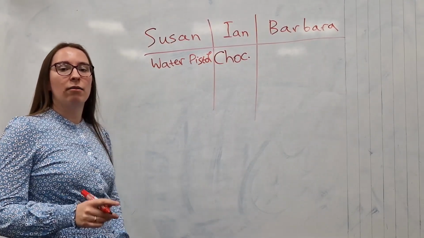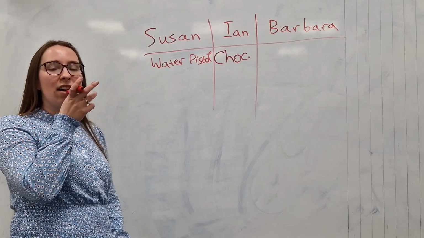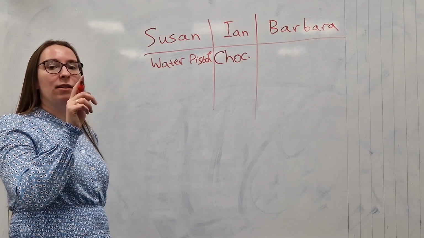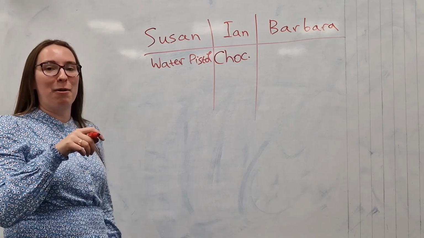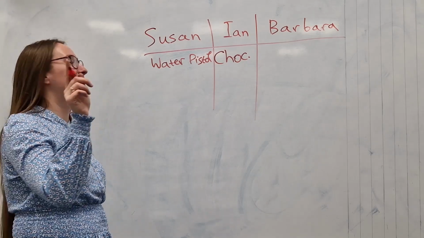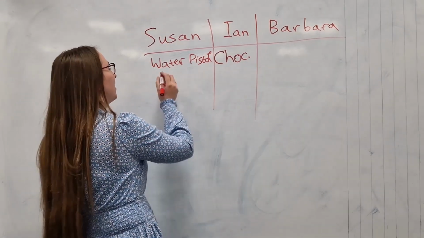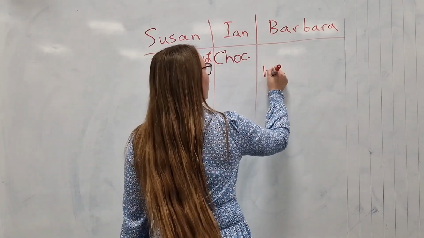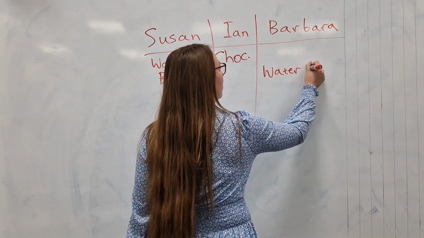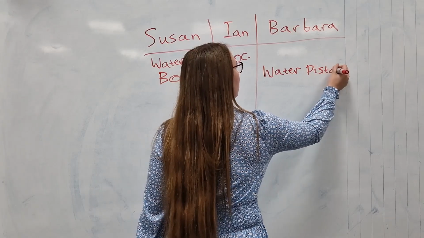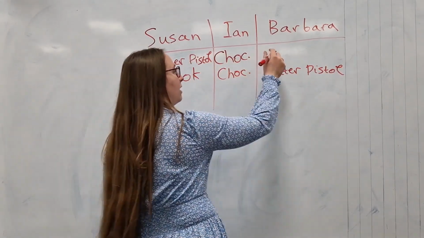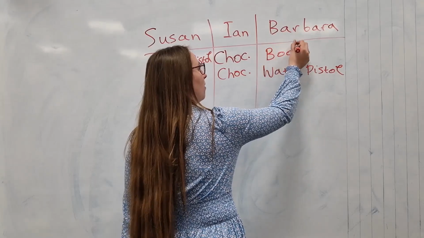So then we know that, I've got to remember this puzzle now. So then Susan swaps her water pistol with Barbara's book. So that swaps with the water pistol. So that means the chocolate's still there because nothing's happened with Ian, and this means that was originally a book.